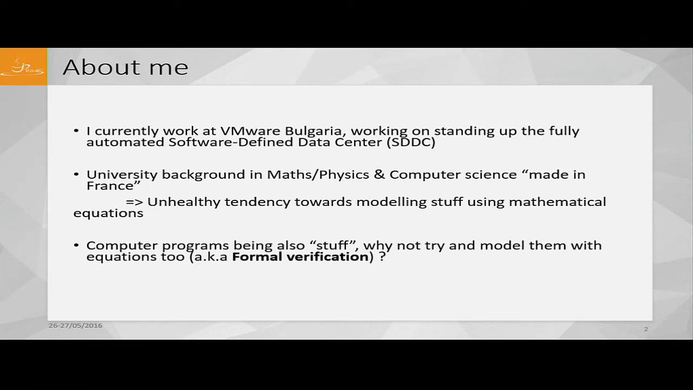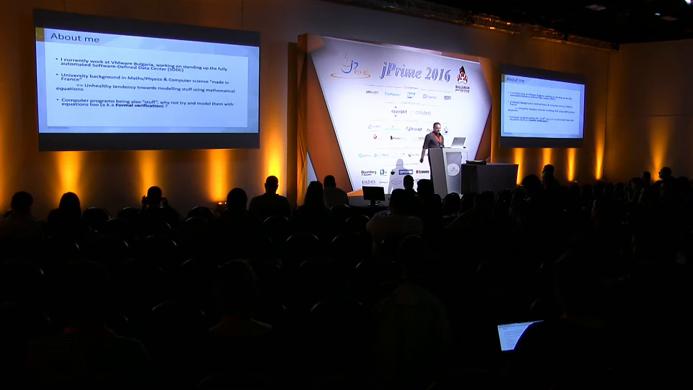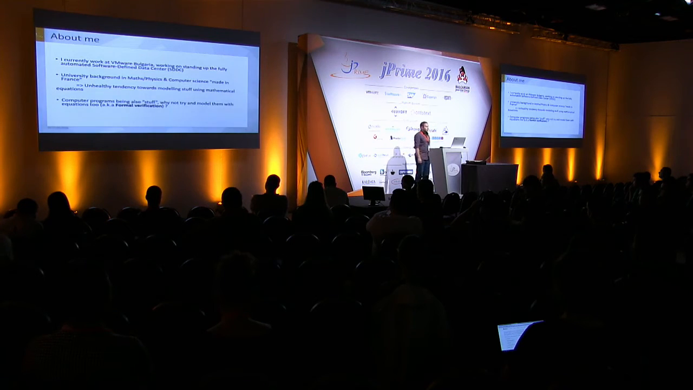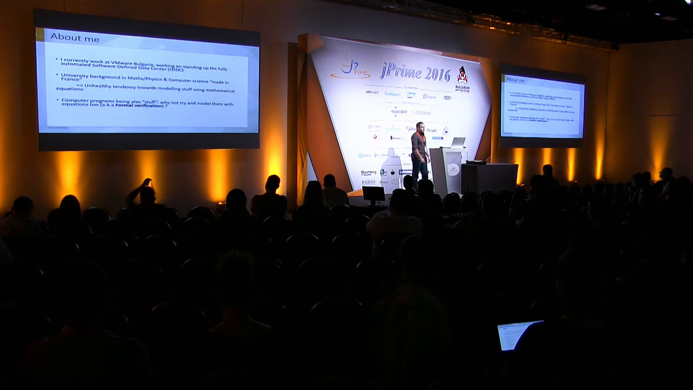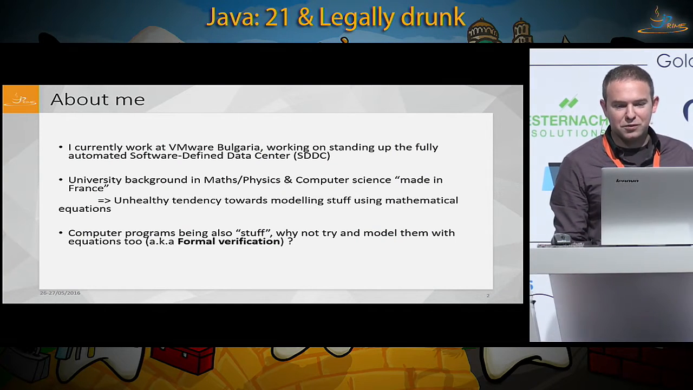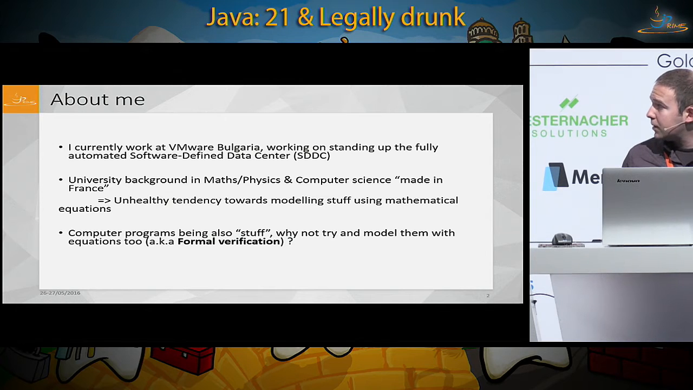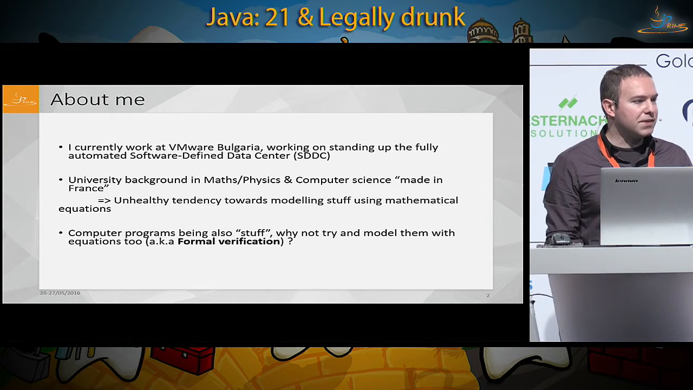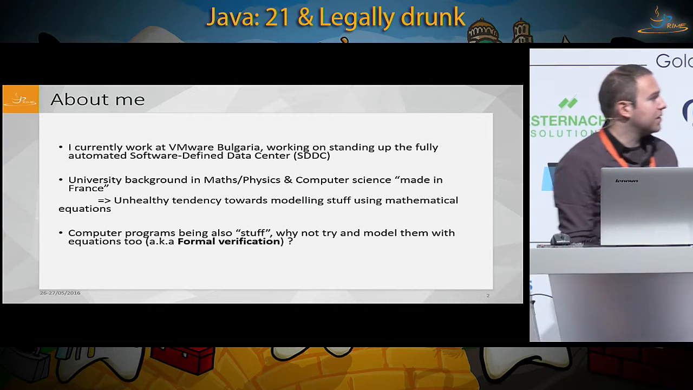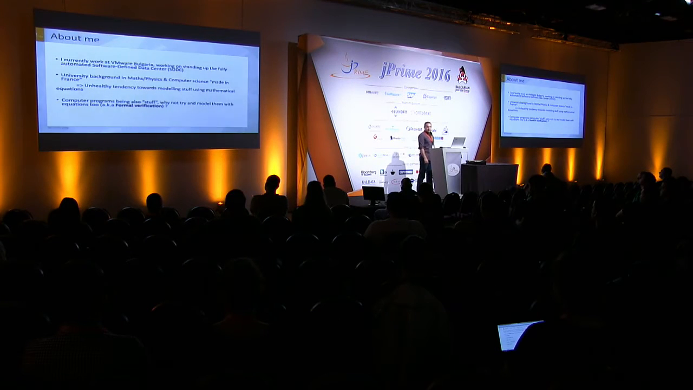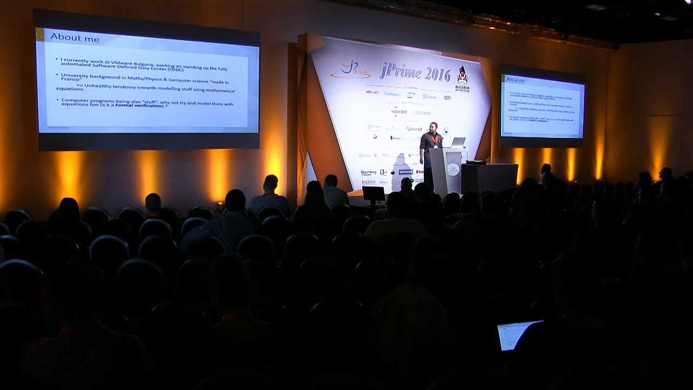My university background is different stuff. I've been doing lots of mathematics, physics, and also computer science, so I've been searching for my vocation for quite some time. And I finally ended up in computer science and software engineering. I did this in France, which kind of polluted my mind with mathematics because they put mathematics in everything. It's like Bluetooth. It's cooler if you put more of it. So I have this tendency towards modeling stuff using mathematical equations, and I find this pretty exciting. Computer software and programs are also part of the universe, so why not try and model them using equations? And that's what formal verification is about, actually: applying a mathematical theory to program code.